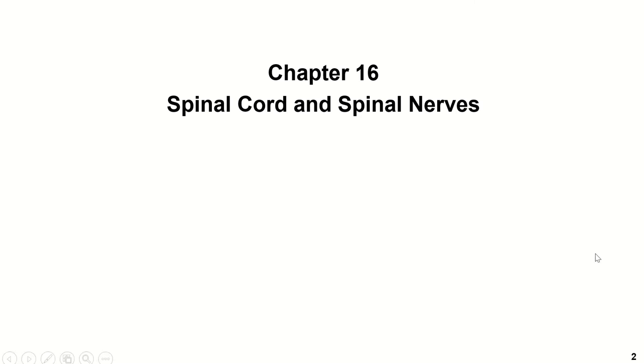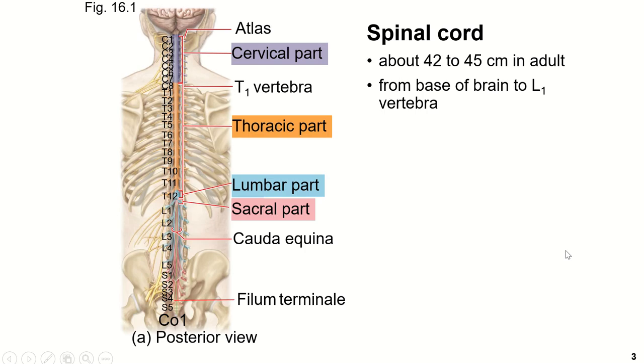This one's going to be on the spinal cord and spinal nerves. And we're going to start by talking about the structure of the spinal cord itself. The spinal cord, of course, starts at just below the base of the brainstem. It is contiguous with the brainstem. And the spinal cord extends about 42 to 45 centimeters down through the vertebral column from the base of the brain to the top of the L1 vertebra.